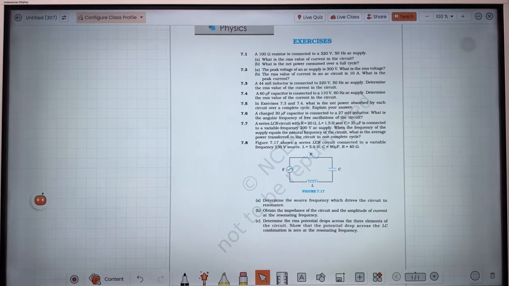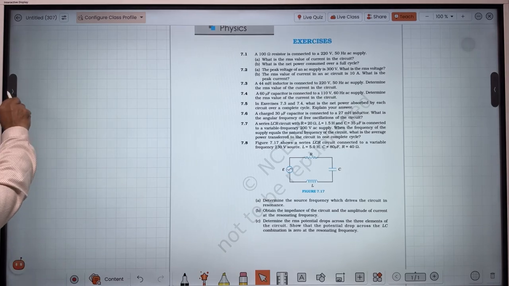Question 1 says a 100 ohm resistor is connected to 220 volt 50 hertz AC supply. What is the RMS value of current in the circuit? What is the net power consumed over a full cycle?